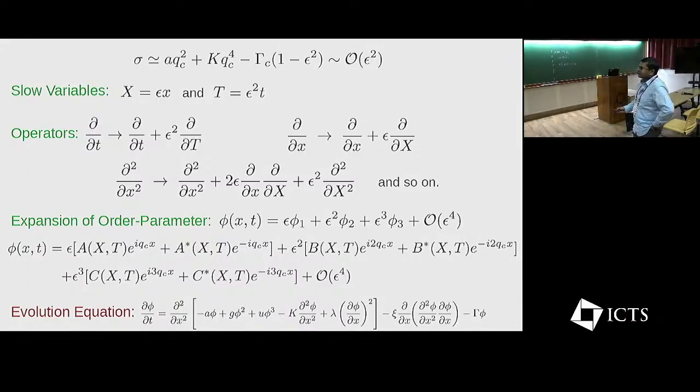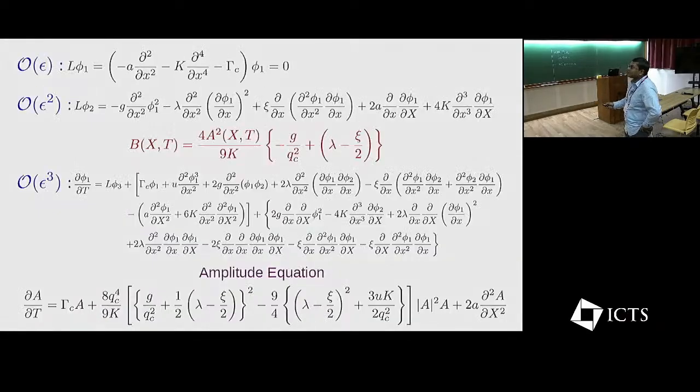And then at the onset, we expand our order parameter in powers of epsilon as this. So phi 1 is this term. Our goal is to obtain a dynamical equation for A(X,T), as it is the dominant mode at the onset of instability. Okay. So we insert everything into our evolution equation and compare terms of the same order of epsilon.